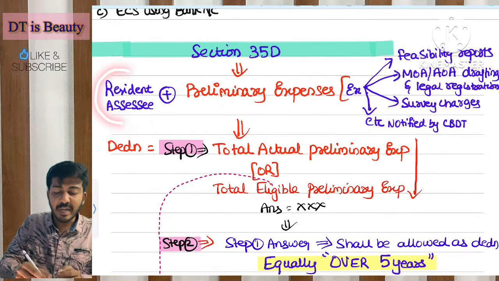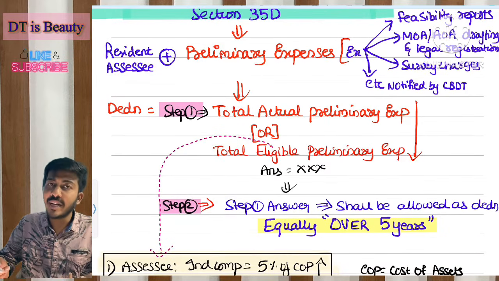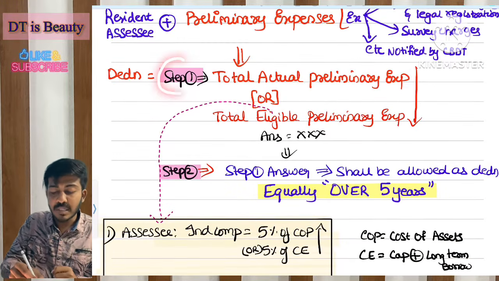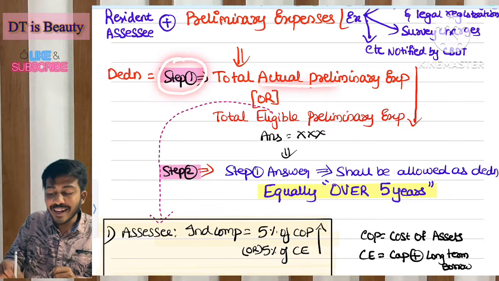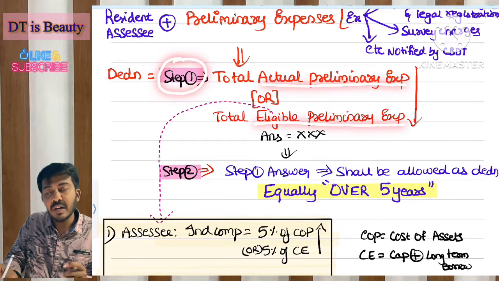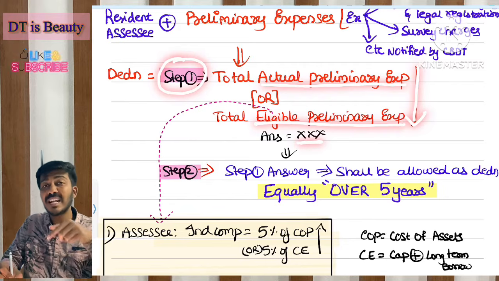This deduction can be taken only by resident assessees. And how much should we take as deduction, sir? If you ask me, we have to calculate in 2 steps. Step 1, calculate the actual preliminary expenses we have incurred and calculate the eligible preliminary expenses, whichever is lower. That will be the answer for this step 1.